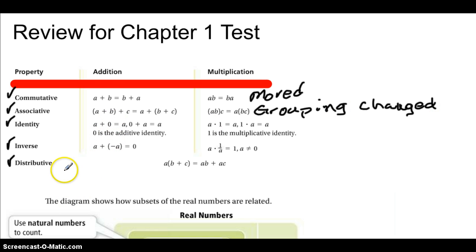The identity property, pretty easy to remember. The addition identity is that you're adding 0, so A plus 0 equals A. In other words, nothing happened when you added 0. Same thing with the multiplicative identity. When you multiply 1 times A, nothing's happened. It still remains A through addition and through multiplication.